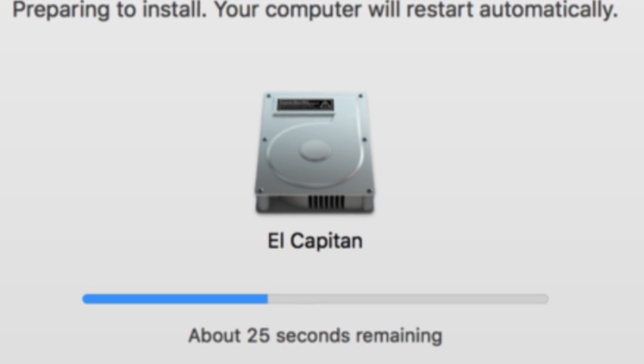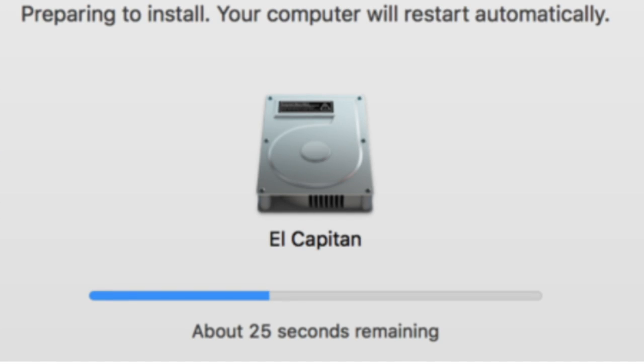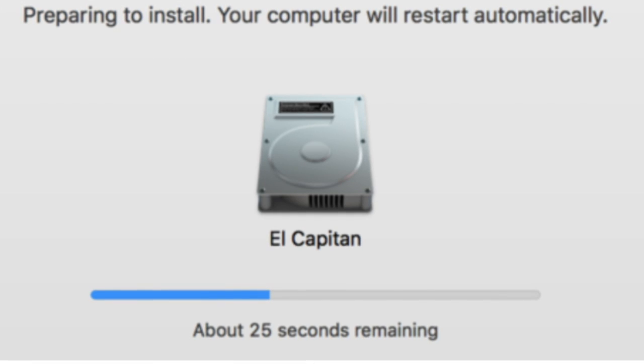And there's also feedback on this page. Feedback gives you more of a specific idea of what is going on, and in this case, it's how much time is left and how much more work is necessary before the operating system is installed.